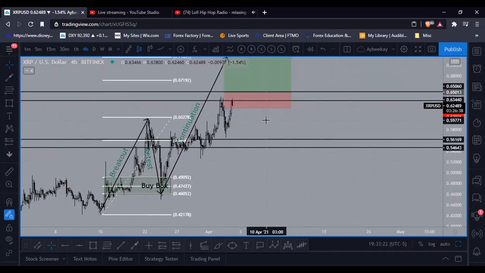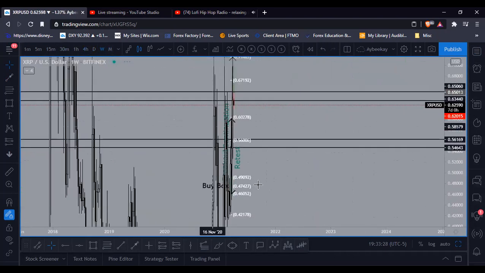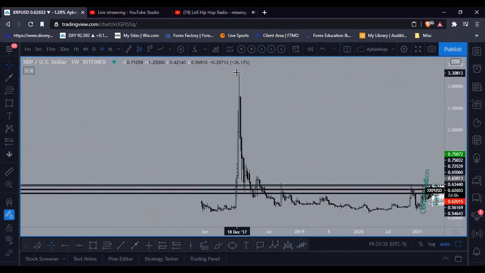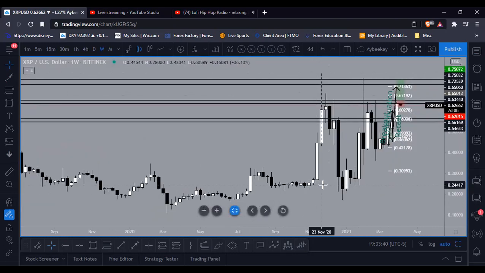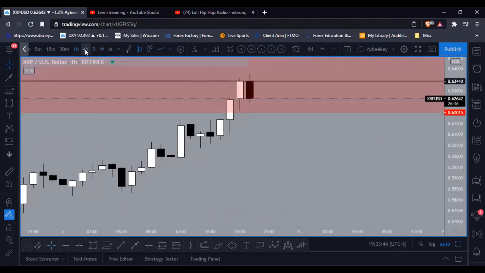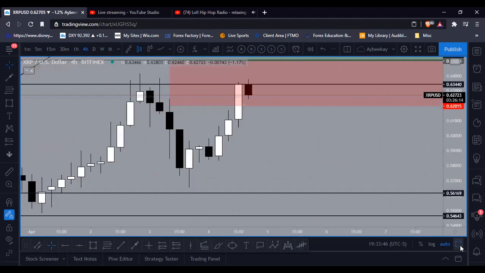Ripple is literally the most valuable it's ever been, and it's at 62 cents. Ripple as a coin has come up as high as $3.30. Invest in Ripple, guys. So yeah, that's all I have to say with Ripple.